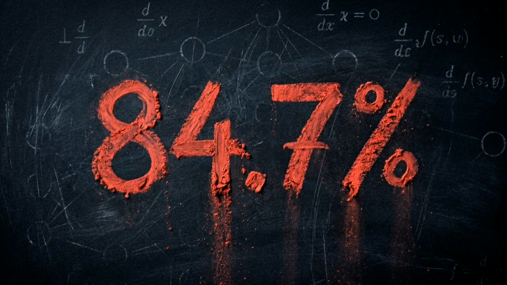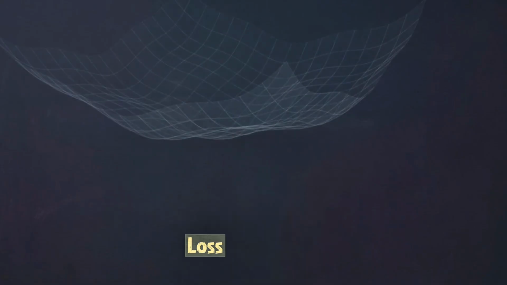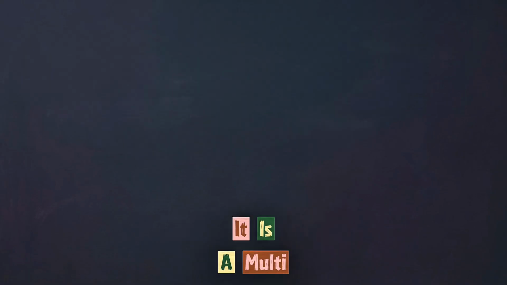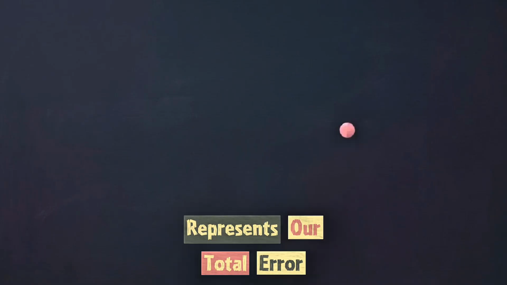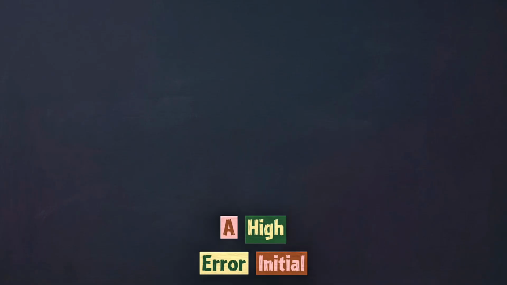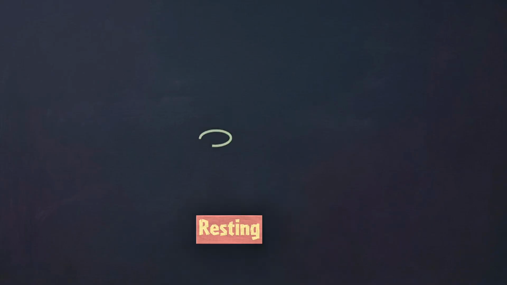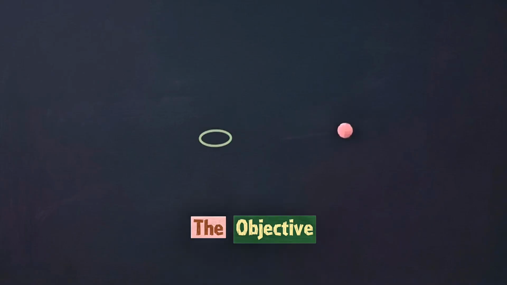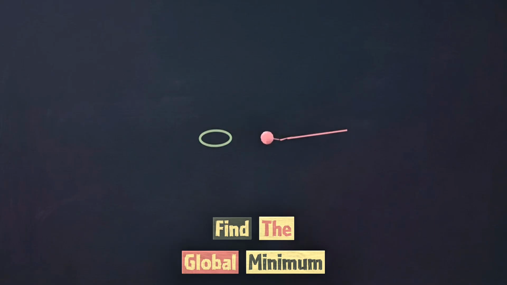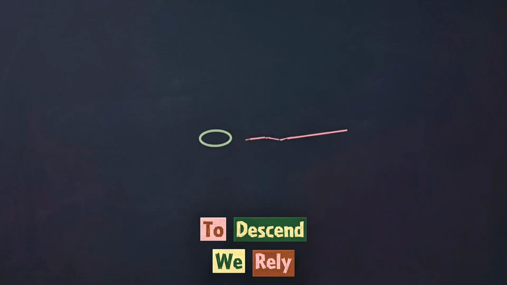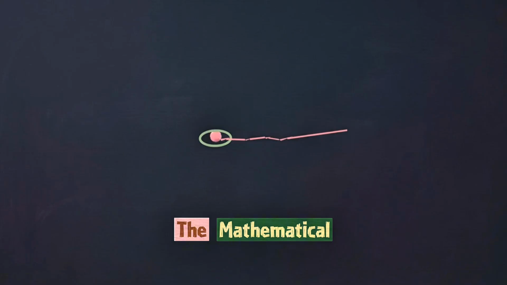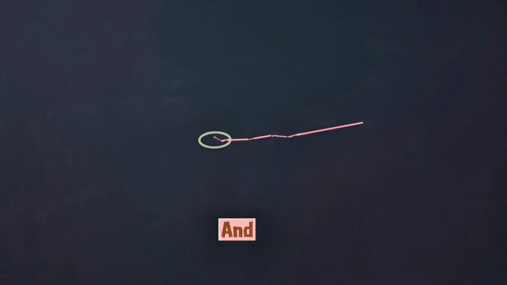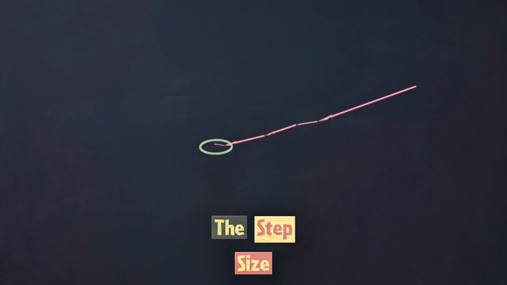This diagram shows the loss landscape. It is a multi-dimensional space where the vertical axis represents our total error. A high error initial state leaves our network resting high on a slope. The objective is to find the global minimum. To descend, we rely on gradient descent to adjust weights iteratively. The mathematical sign dictates direction, and its magnitude determines the step size.